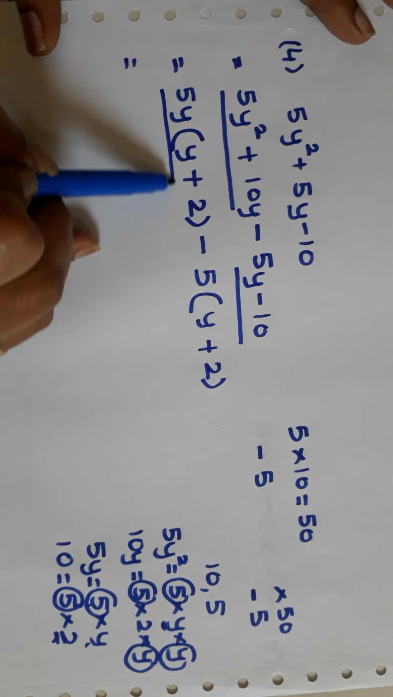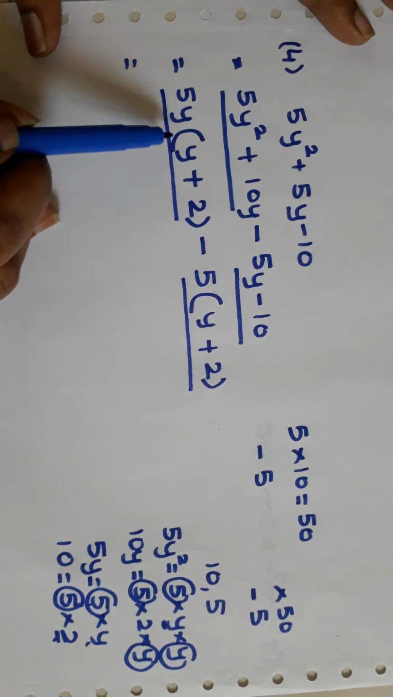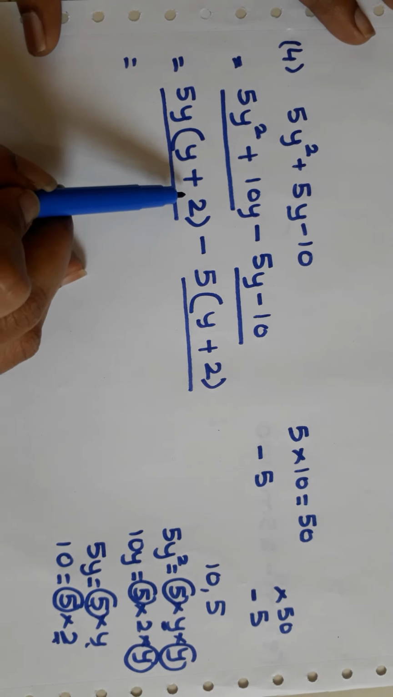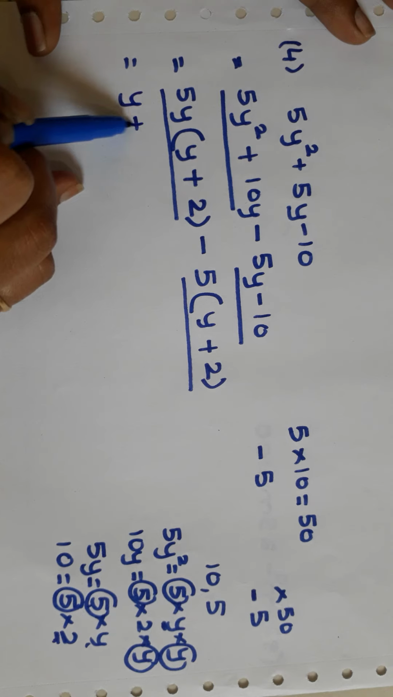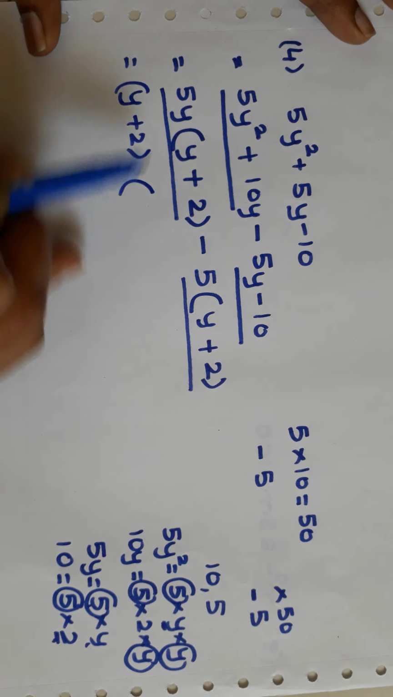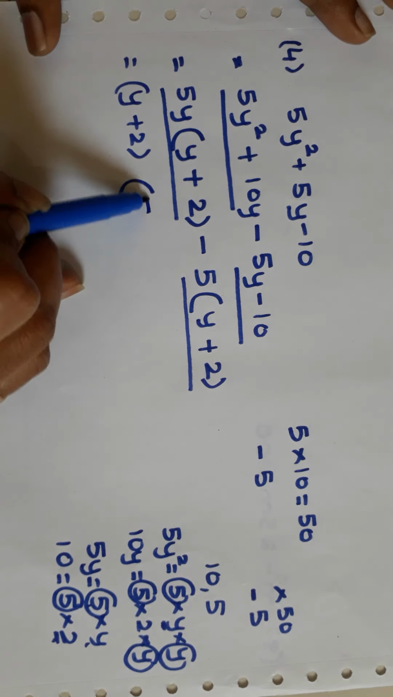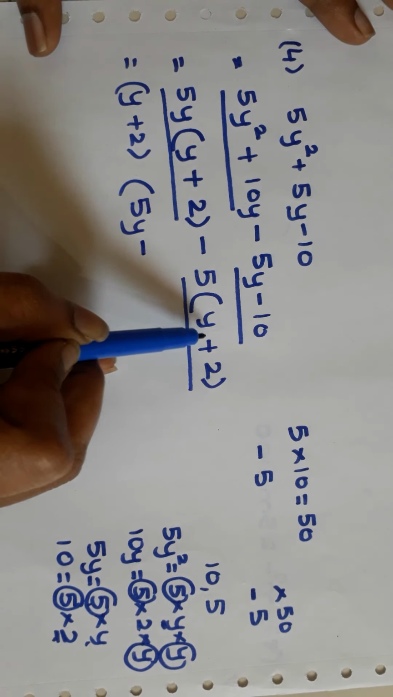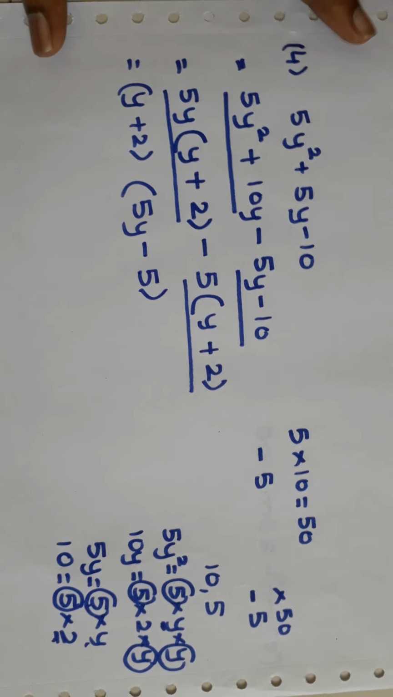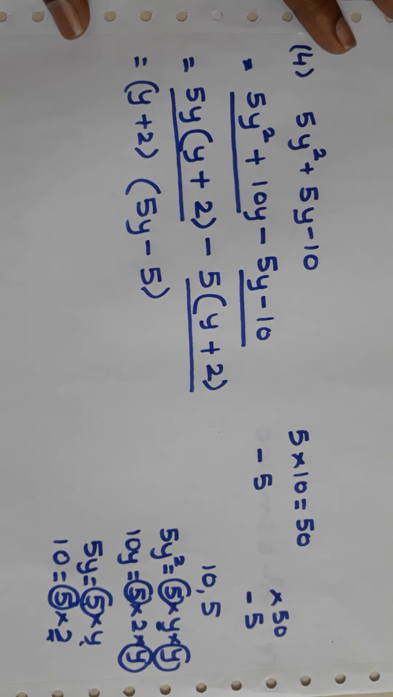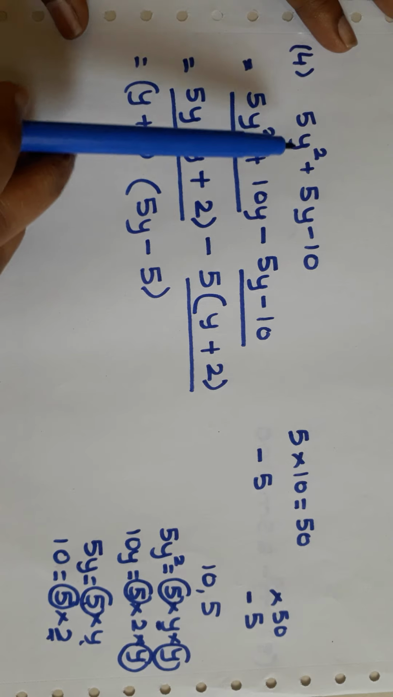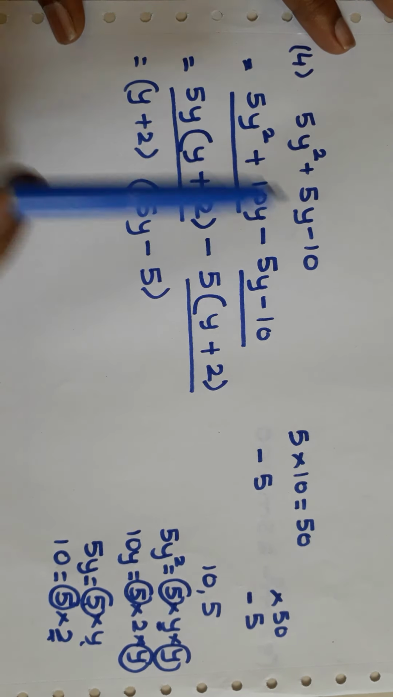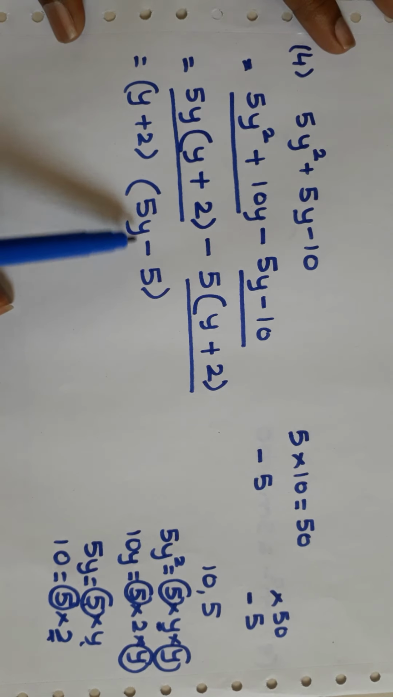So again we are getting two terms. Now find the term which is common in these two terms. y plus 2 is common. So take y plus 2 common. 5y is left in the first term, this minus here and 5 is left in the second term. So that means the factors of 5y square plus 5y minus 10 are y plus 2 and 5y minus 5.